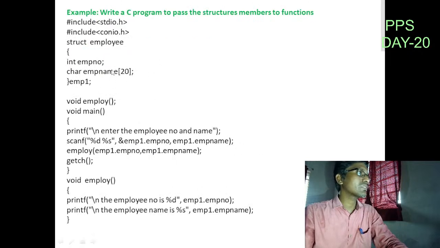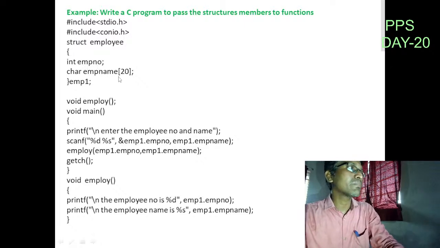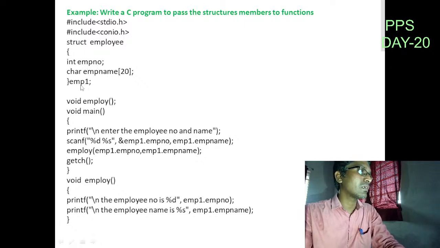So this is an example of structure members to function. Here I have declared the structure employee, and it contains employee number and employee name, and the variable is emp1. Now I am going to call one function, that is the employee function, and here I am going to read employee number and employee name from the keyboard.